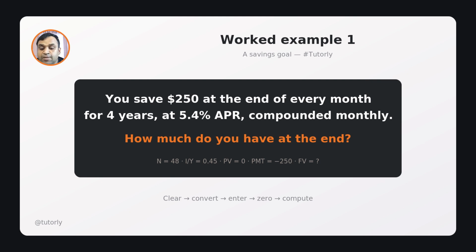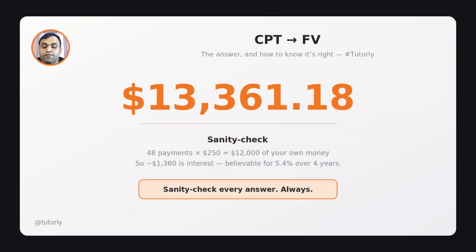0.45. Step 3 and 4, the knowns and the 0. There is no money in the account today, so the PV is 0. The payment is $250 a month, and it's leaving your pocket into the account, so it's negative. So 250, plus/minus, PMT, and the last step is 5, that is compute, CPT, FV, $13,361. Now sanity check it.